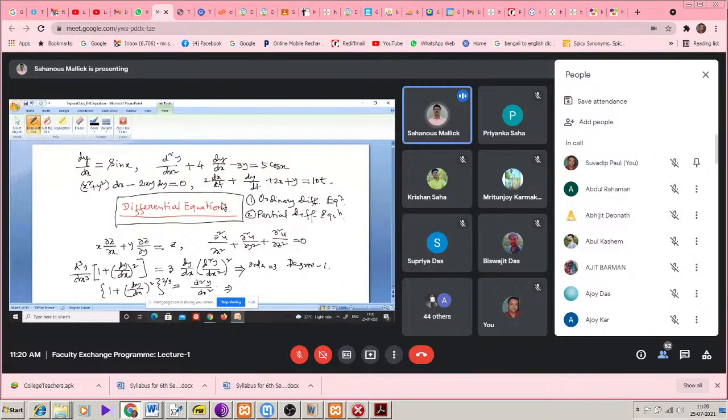In this case, we have to remember an important thing, that the degree of every differential equation may not be defined. This is an important fact. First I write this here: degree is 3. Again I repeat that the degree of every differential equation may not be defined.